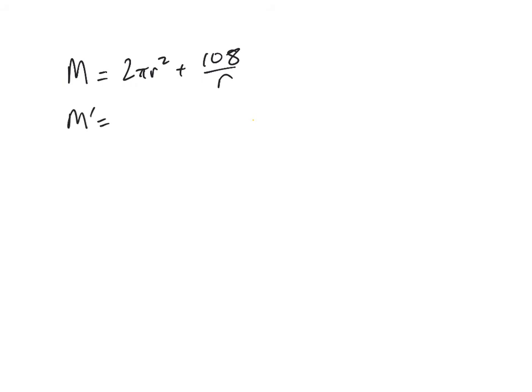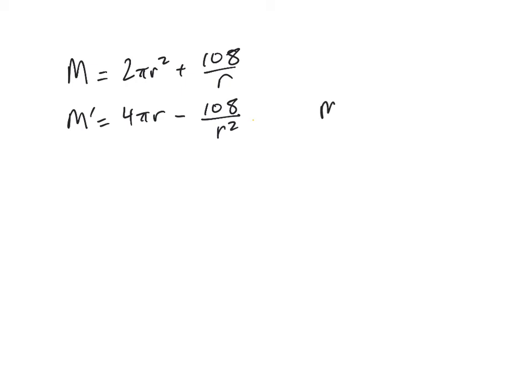So the first derivative is going to be what? 4 pi r minus, because remember 108 over r is like 108 times r to the negative 1, so that's going to be minus 108 over r squared, because r goes to the negative 2. So that's our first derivative.